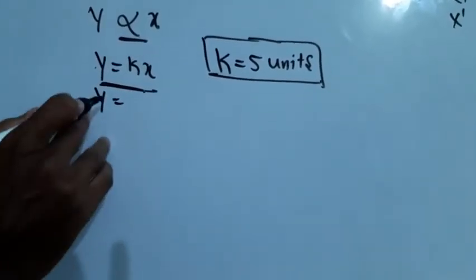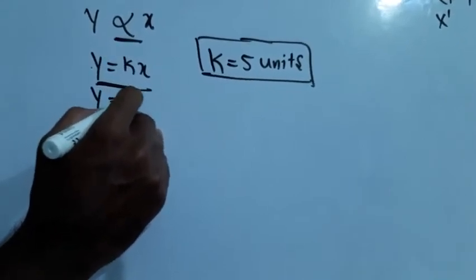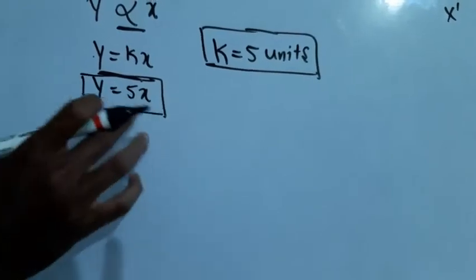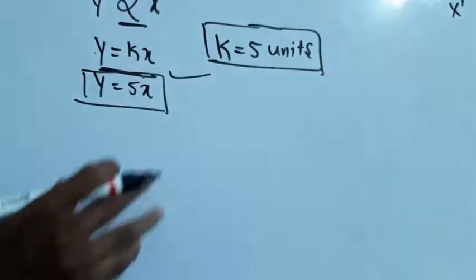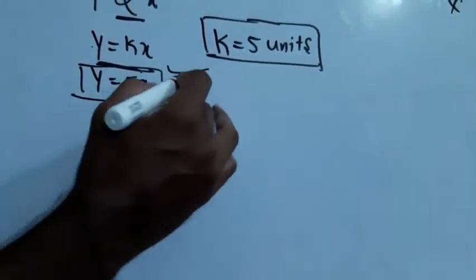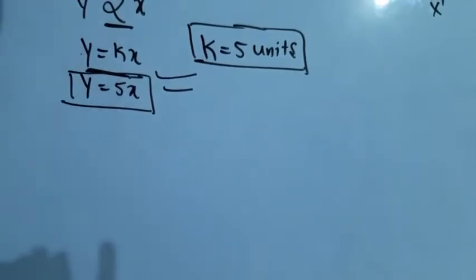Now y is equal to, in place of k, I am going to replace it with 5. Y is equal to 5x. This is the linear equation in two variables. We solved the first part of the problem.